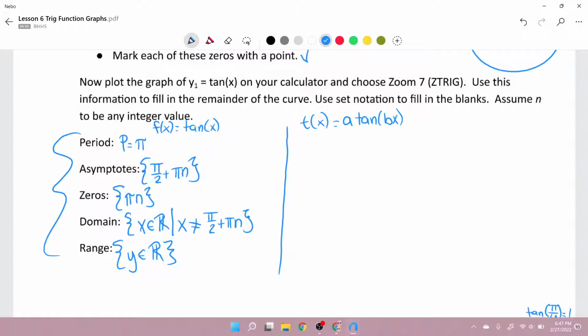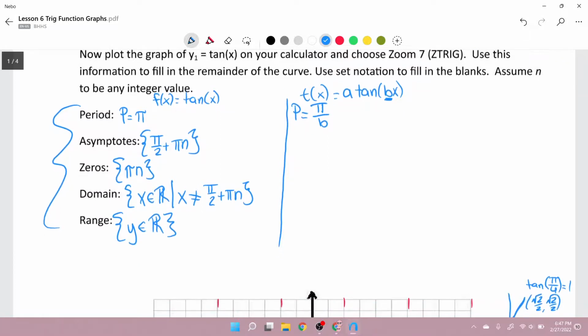Recall, the way we found our period was we would take pi over b. Well, when we found the period for sine and cosine, we would take 2 pi over b, right? The original period divided by this transformation. But our original period here is pi, so how we find the period of our transformed tangent function is pi over b.